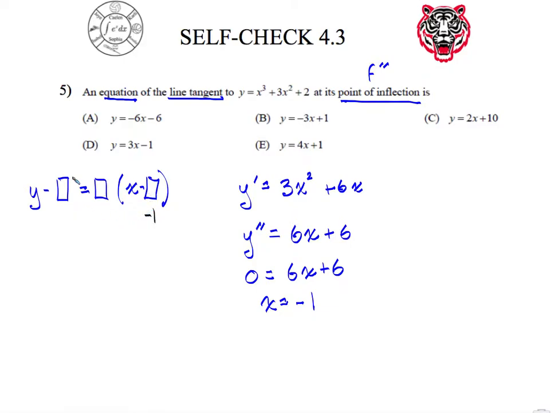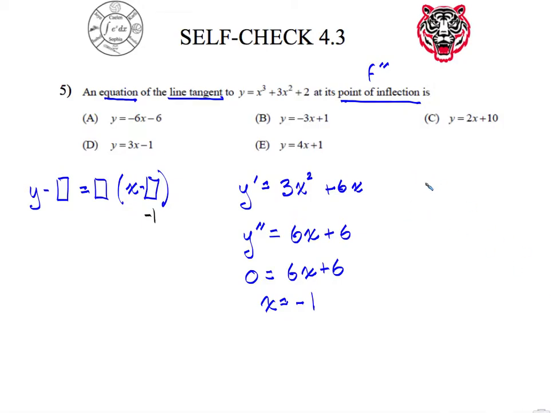Which equation do you want to plug into? How do you know which equation to plug in? The equation of the tangent line is always the one we're building. But to find y, we plug into the equation up there. So this is the x coordinate. Plug it into this equation and you'll find y.